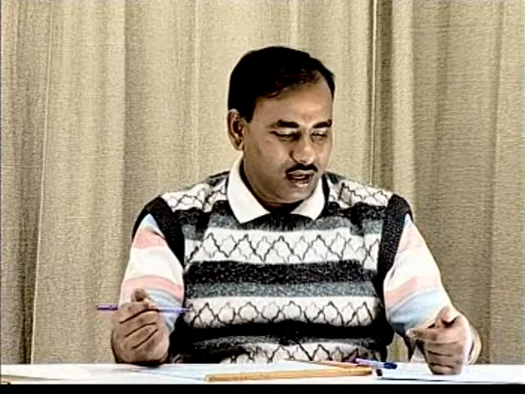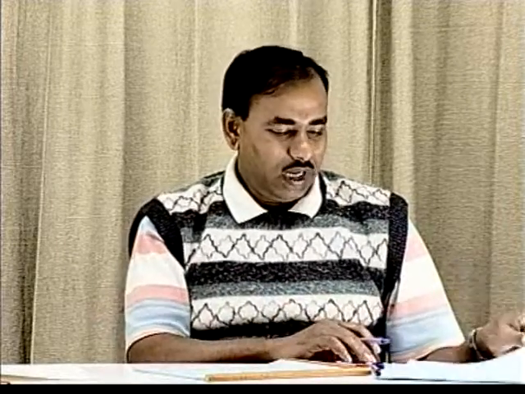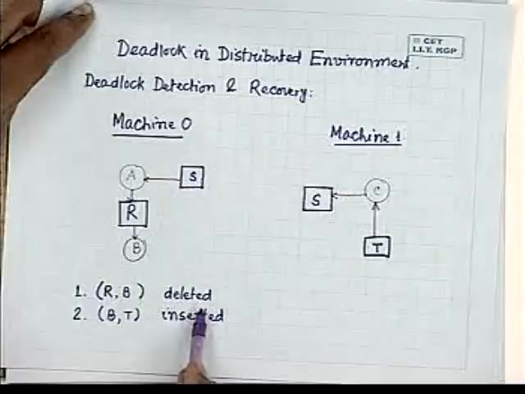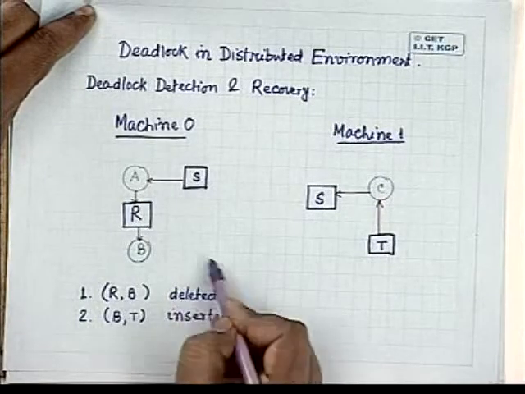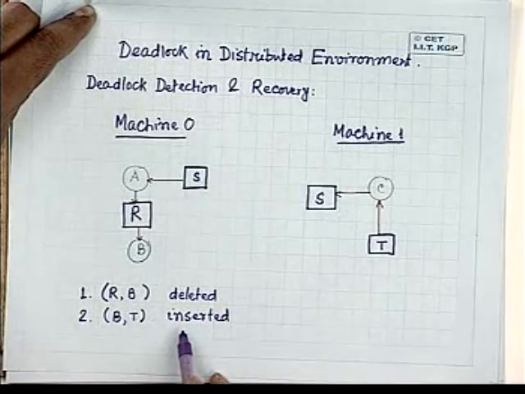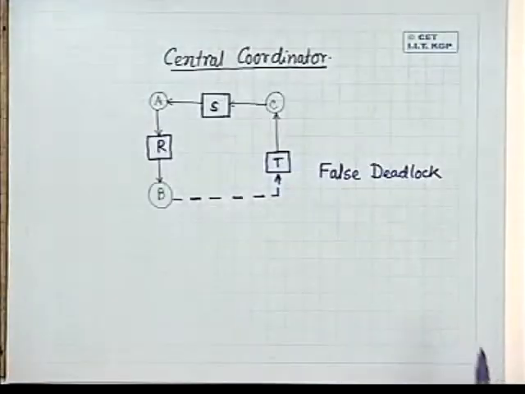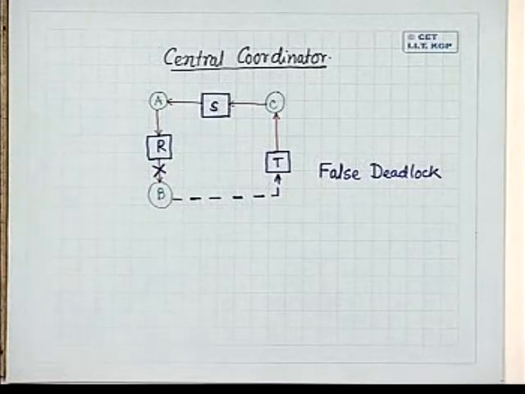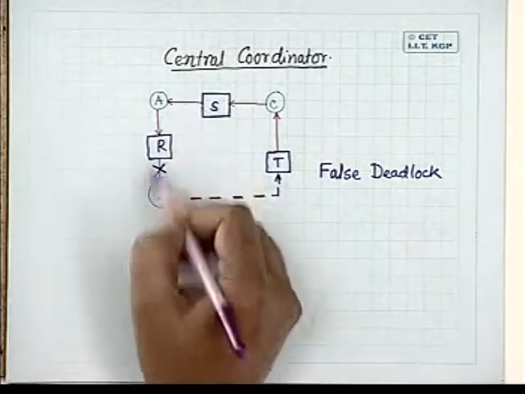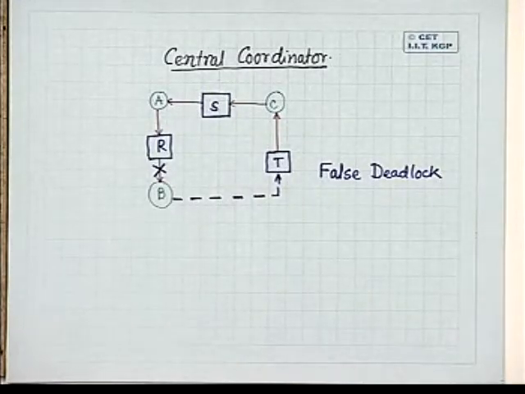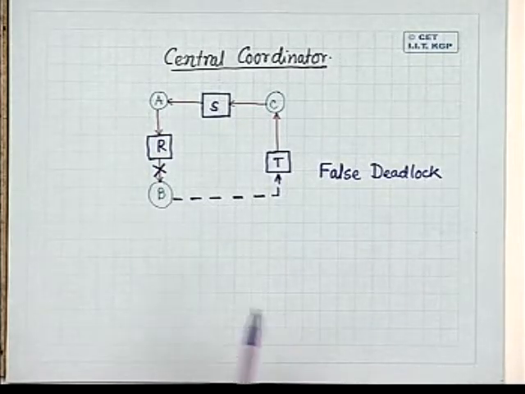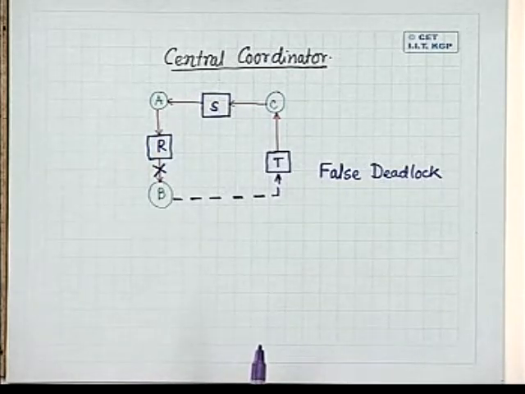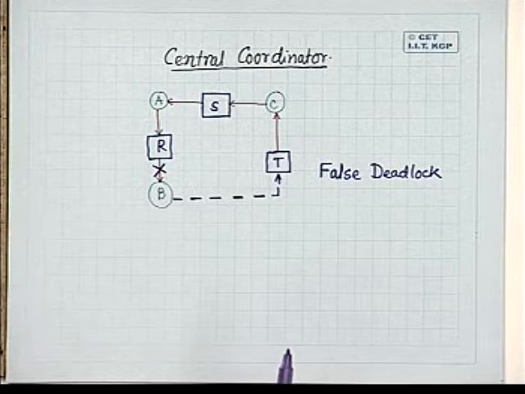So at this time, machine number 0 will also transmit this information to the central coordinator, whose timestamp is lower than the timestamp of this. Once this message comes to the central coordinator, it will find that edge RB does not exist anymore. Because this edge does not exist anymore, there is no cycle and there is no deadlock. So we can avoid the problem of such false deadlock by making use of the timestamp mechanism, where the timestamp is controlled by a global clock.